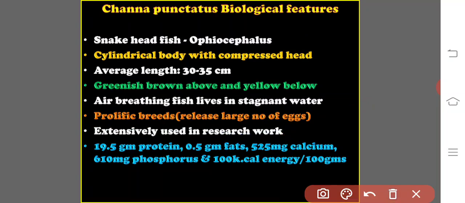And the nutritious value, if you observe, 100 grams of murrel meat has 19.5 grams of protein, 0.5 grams of fat, 525 mg of calcium, 610 mg of phosphorus, and 100 kilocalories of energy along with vitamins. That is per 100 grams of murrel meat.